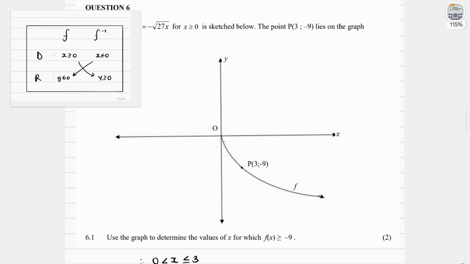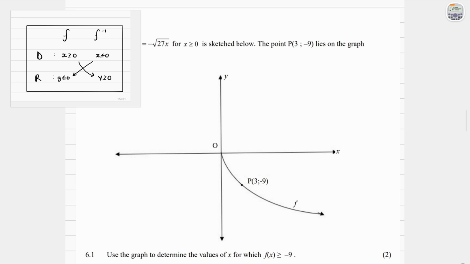You see, this is the original graph, right? Now the inverse, we can already see what the domain and the range of the inverse are going to look like. So the other point they're asking you to put down is this point that we have here. If this is 3 and negative 9 on the original, what will it be on the inverse? It would be negative 9 and 3. So we can actually just put that down and say that this is another point P prime, negative 9 and 3, because the x and y values will swap.